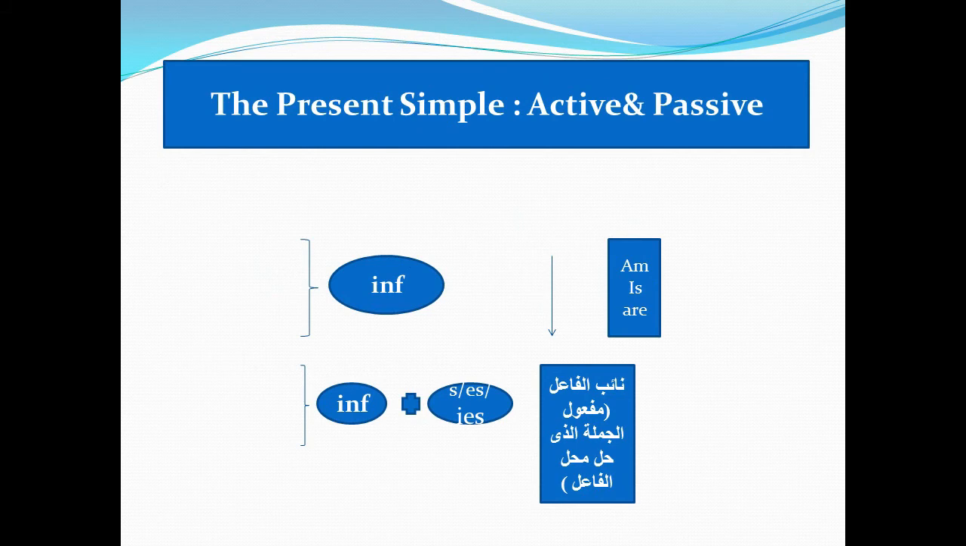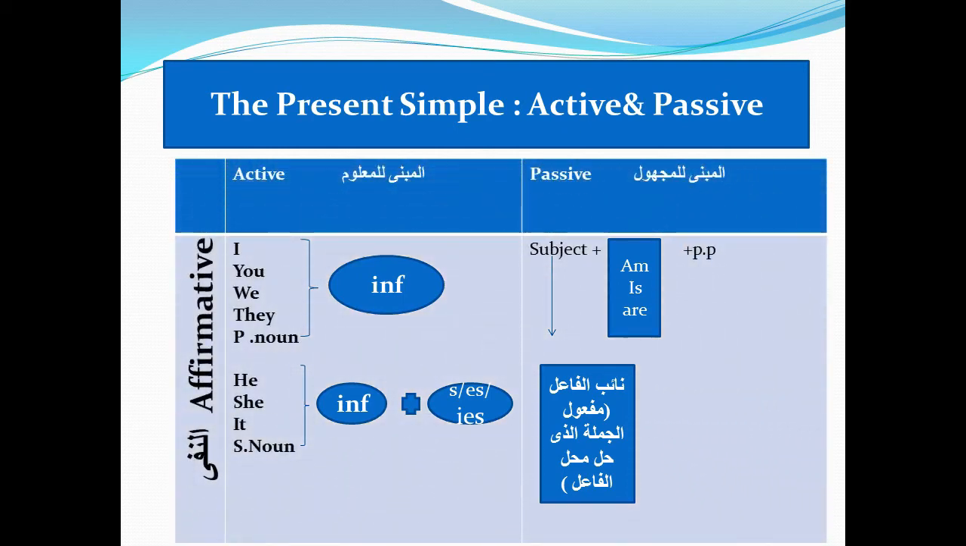Now let's start with the present simple tense, active and passive. Okay? We start with the active in the present simple. Of course, we put the infinitive, like I play football. And if we want to add he, she, it, or any subject noun, we say infinitive plus s or es or ies. Like I play football, he plays. I watch TV, she watches or he watches.